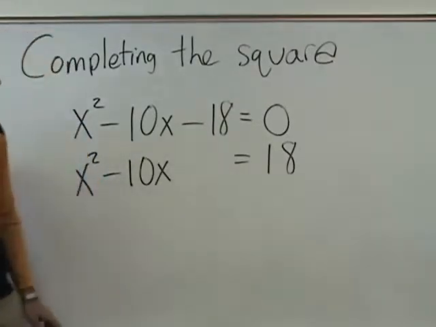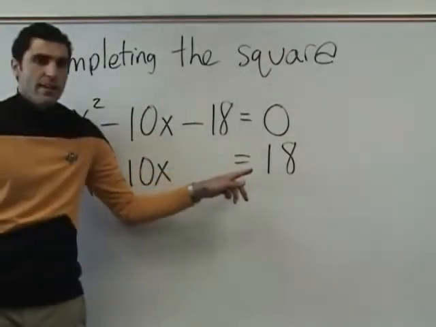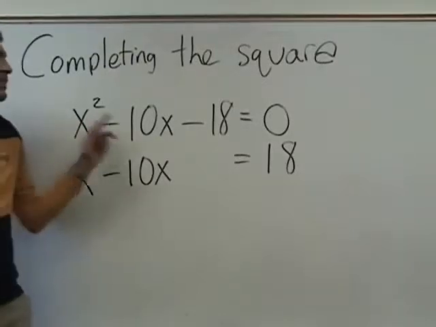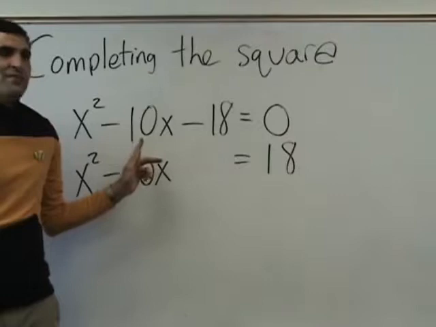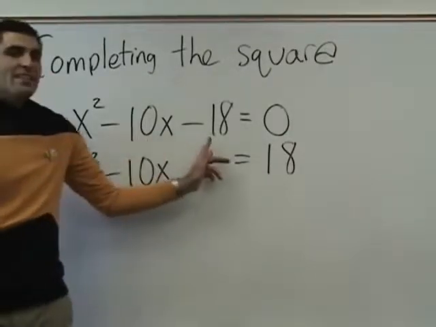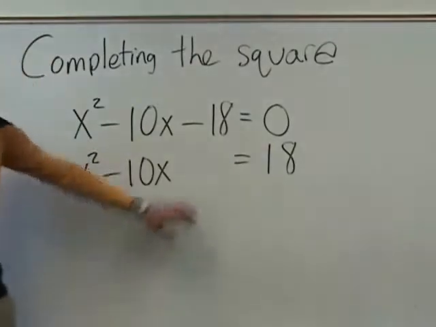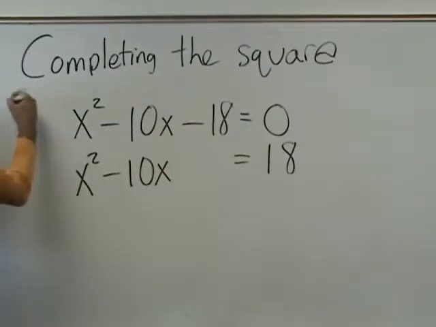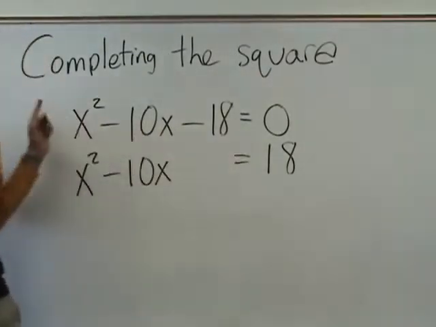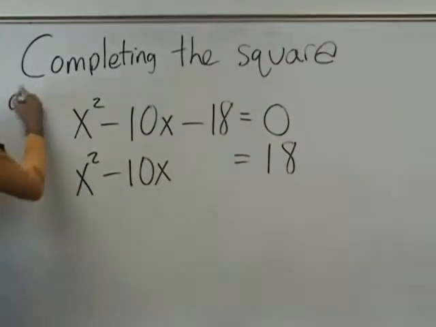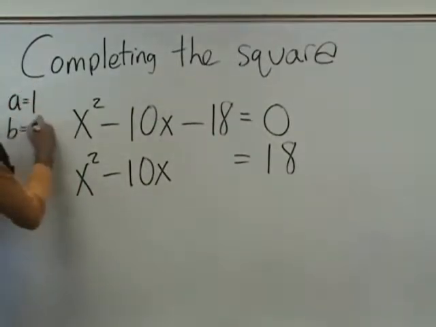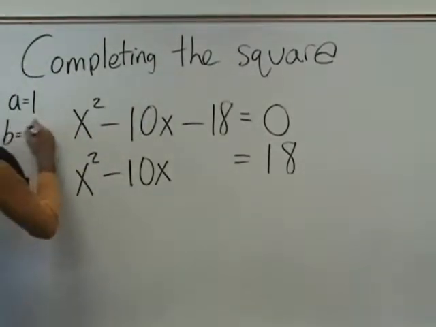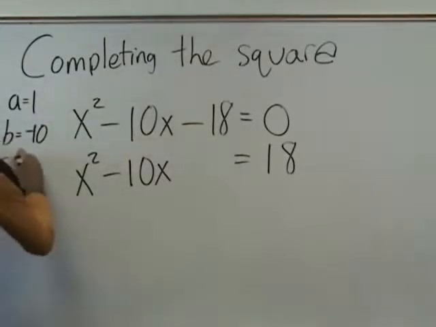Remember we talked about A, B, and C, right? What's A in this case? The number in front of X squared. 1. What's B? Negative 10. And what's C? Negative 18. Good. So the number here has to do with B. We're going to change B around. The formula has A, B, and C in it. So let's write A equals 1, B equals negative 10, and C equals negative 18.